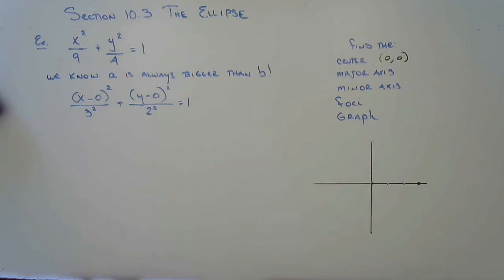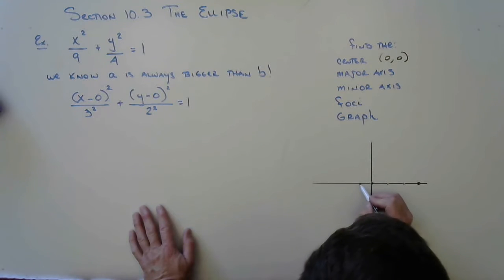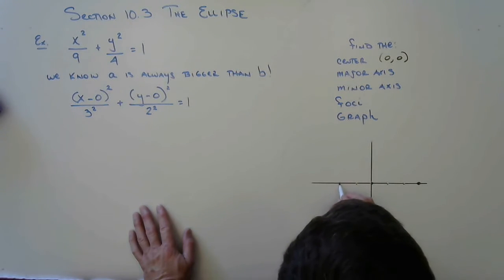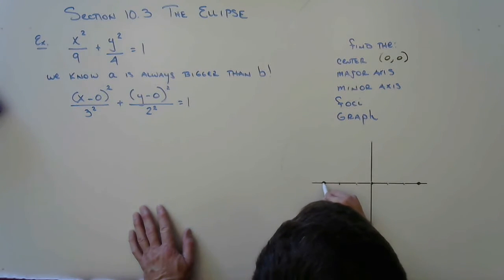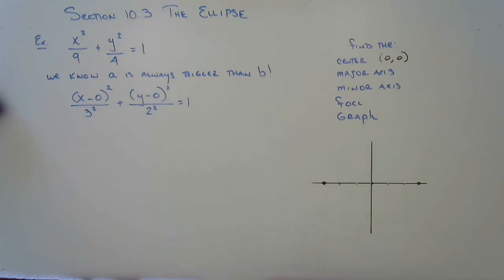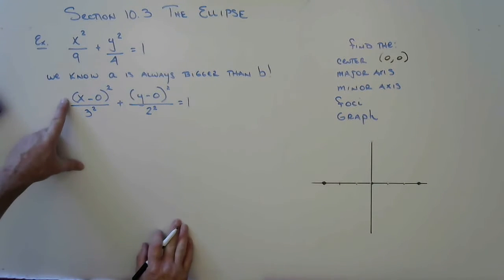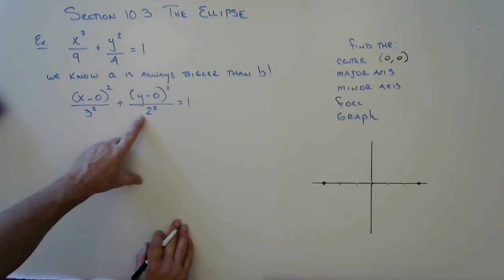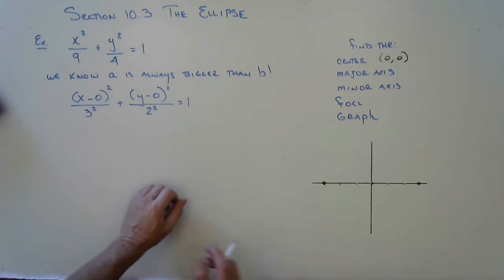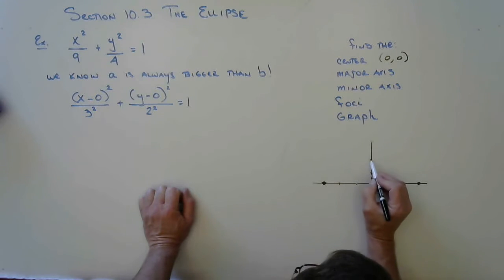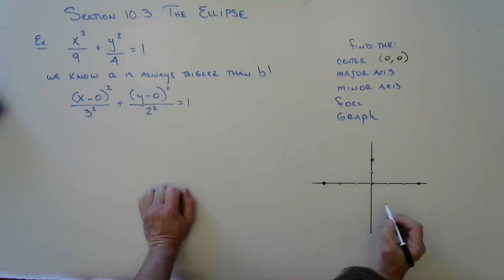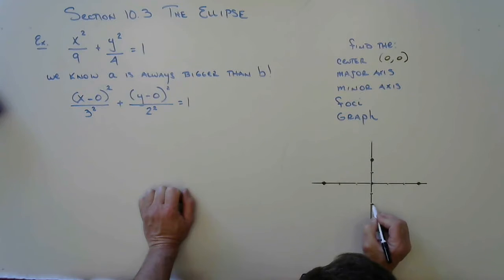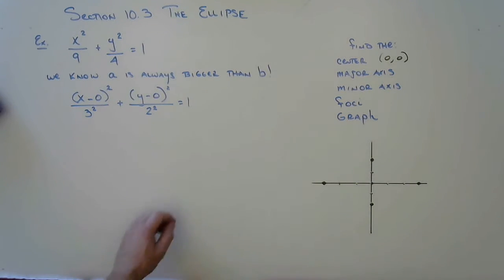Then I'm going to go in the X direction the other way, 3 units. 3 is under the X. A is 3, it's under the X. B is 2. B is under the Y. So we're going to go 2 units in the Y direction. We're going to put a dot. And we're going to go 2 units the other way in the Y direction, and put a dot.